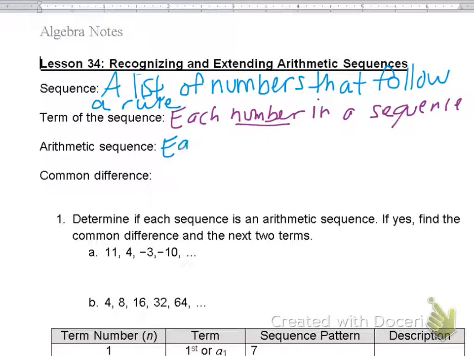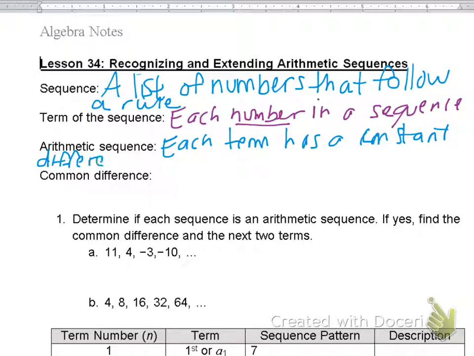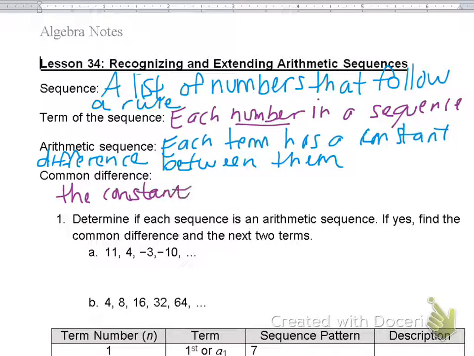And an arithmetic sequence is a list of numbers where the rule follows a constant difference. So each term has a constant difference between them. And we call that difference the common difference. So the common difference is the constant difference. Sometimes it's positive and sometimes it's negative, depending on if the sequence is going up or going down.